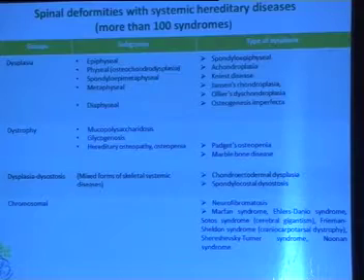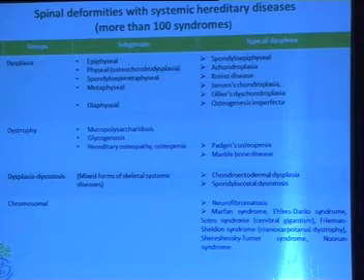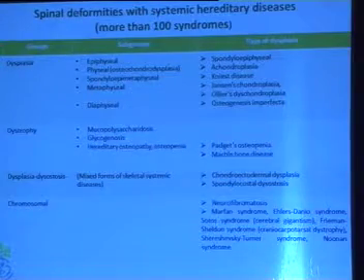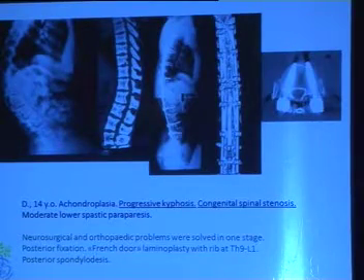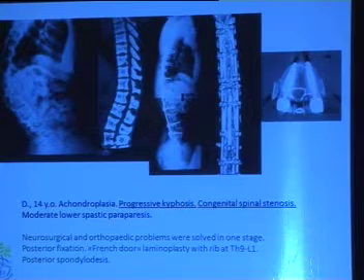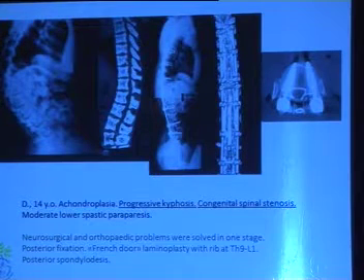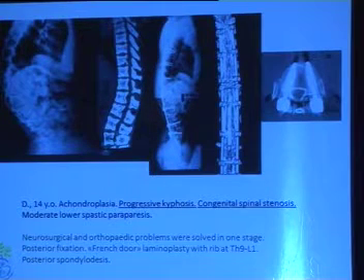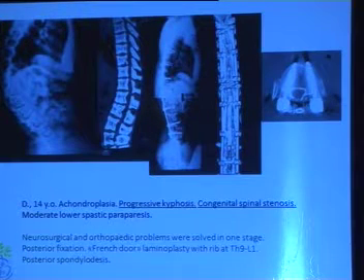Metabolic deformities are the biggest group. There are 4 general groups: dysplasia, dystrophy, dysostosis, and chromosomal deformity. For example, achondroplasia, progressive kyphosis. We see 2 general problems in patients with achondroplasia. The vertebral syndromes include spinal kyphosis deformity and rare congenital spinal stenosis.